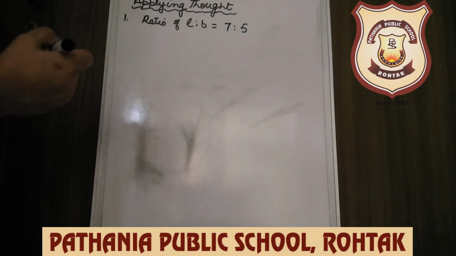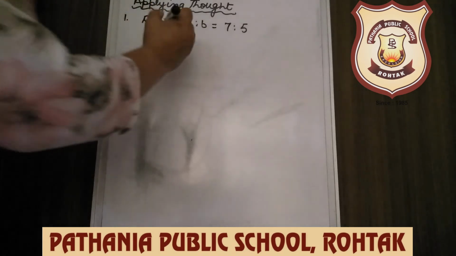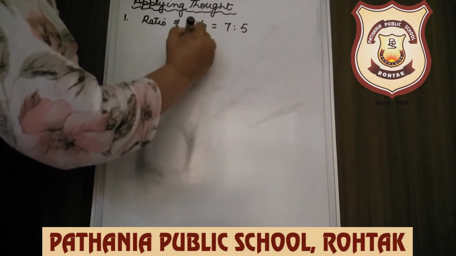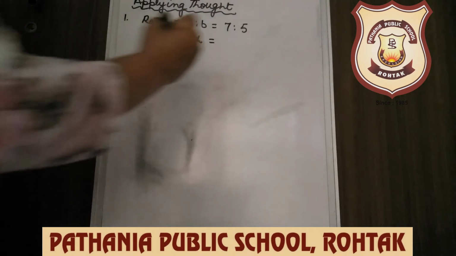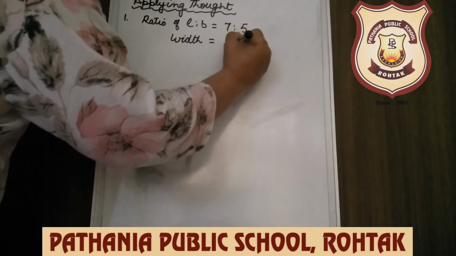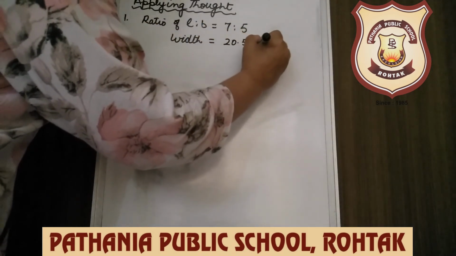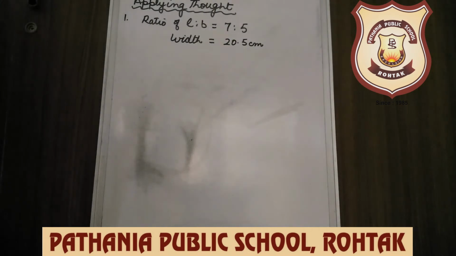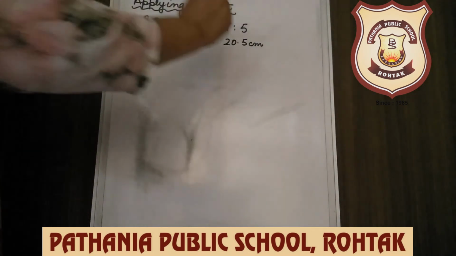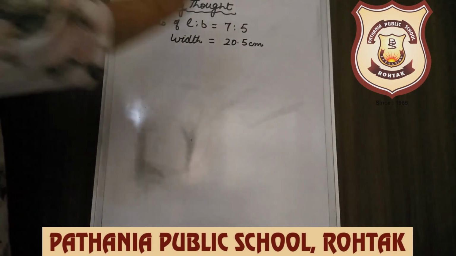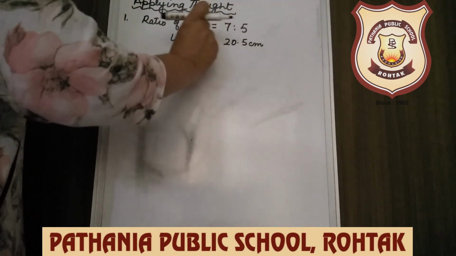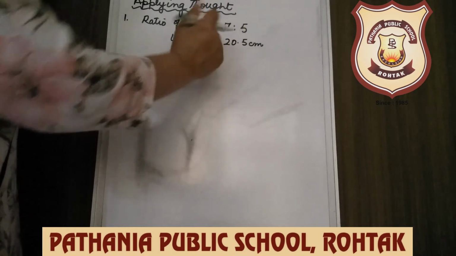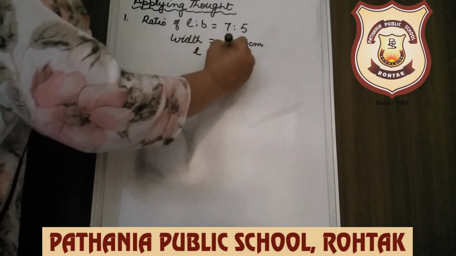And the width or the breadth is 20.5 centimeter. This is the ratio of length and breadth and this is the actual size of the breadth. Length you have to find out.